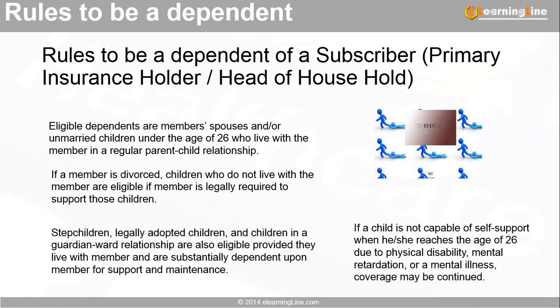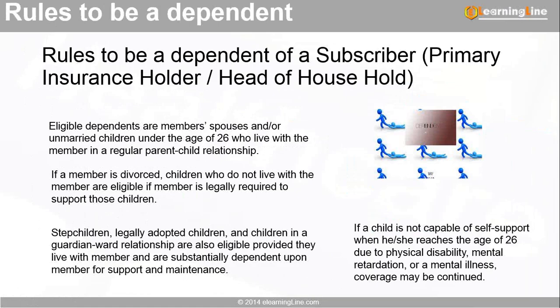Now let's talk it through about rules to be a dependent. There are some rules which are listed over there, but this is not everything, but this is most of it. So eligible dependents are the member, spouse, or unmarried children under the age of 26. These are pretty straightforward rules which you will be able to follow very easily. Under the age of 26, who live with the member in a regular parent-child relationship.